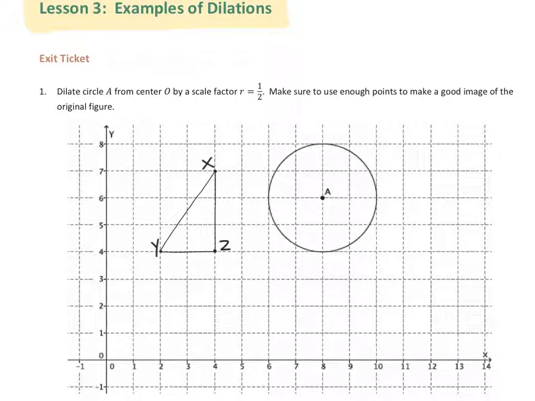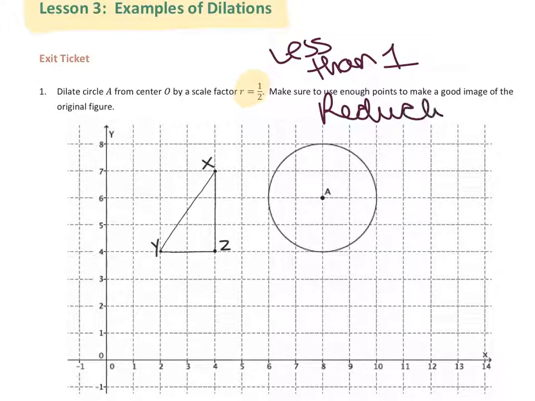Now we always want to ask ourselves, is this an enlargement or a reduction? Since my scale factor is less than 1, it's a fraction, less than 1, this is a reduction. It's important to ask ourselves that question because we want to make sure that our shape is getting smaller, because we've established that it's a reduction, and not accidentally enlarging it.